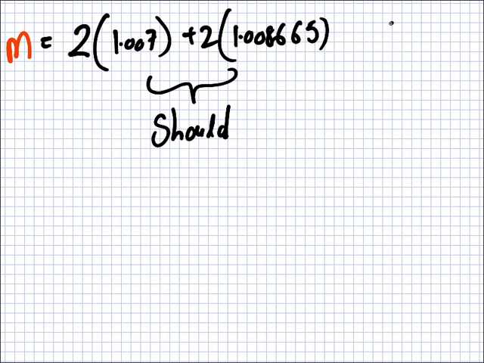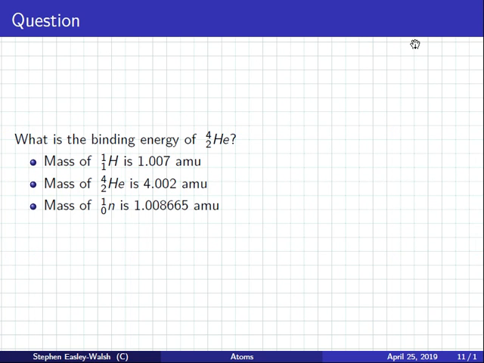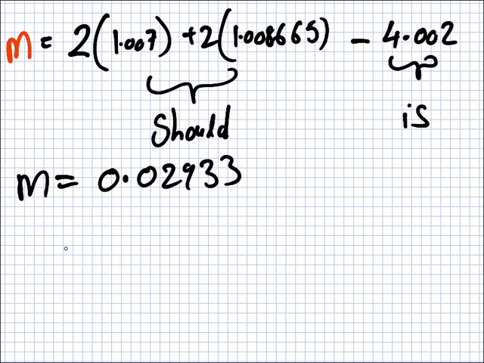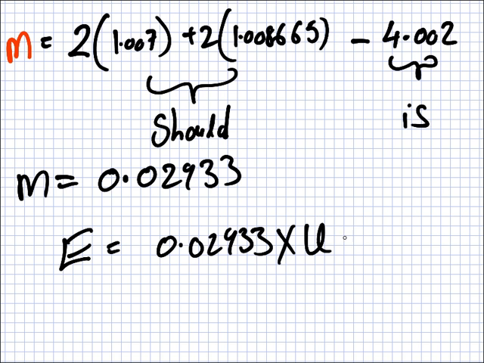Yes. But this is what it is. So the mass defect is, yes, Summer? 0.02933. So then the energy will be 0.02933 times U times C squared. Yes. What's that, Summer? What is U? AMU.